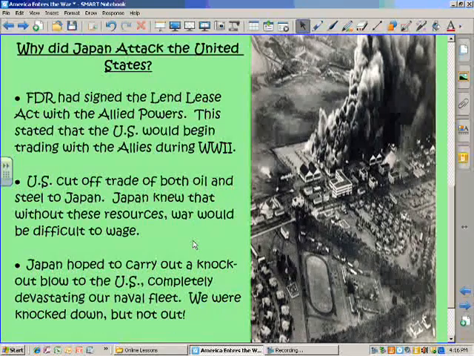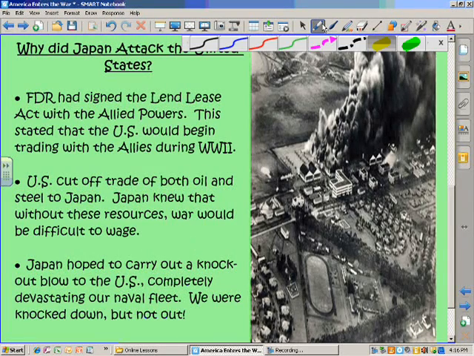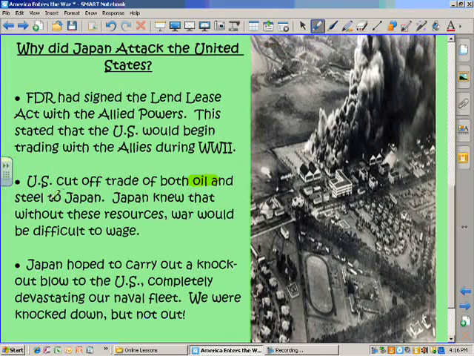Japan had their reasons. First, FDR had signed the Lend-Lease Act with the Allied powers. This stated that the U.S. would begin trading with allies during World War II. So again, we're not trading with everyone, we're just trading with our allies. We had cut off trade of both oil, and this is big, of both oil and steel to Japan. Without these resources, because Japan does not have many of these on their islands, they knew that war would be difficult to wage or to fight.